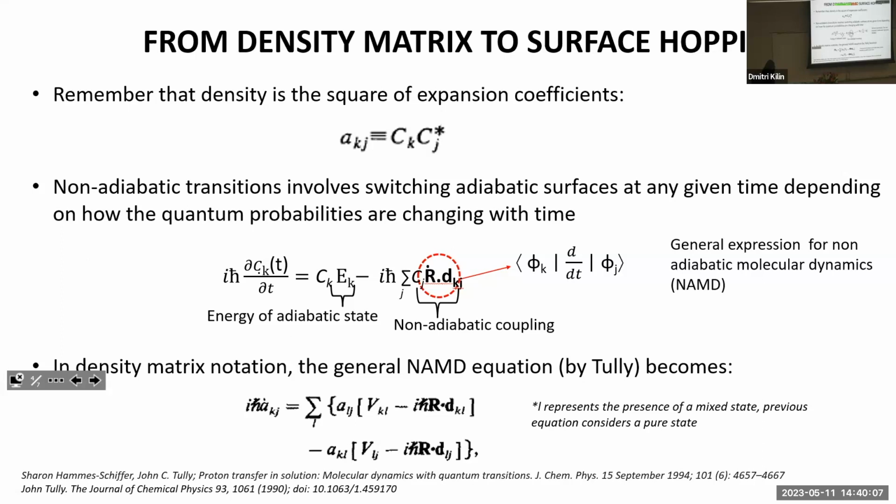And then here you have more states. You can see here it was just K and J, but then here you have L. And that's one of the good things about density matrix. It helps you to include the effect of mixed states. So here, L represents the presence of a mixed state with K and J. So technically it's the same equation here.